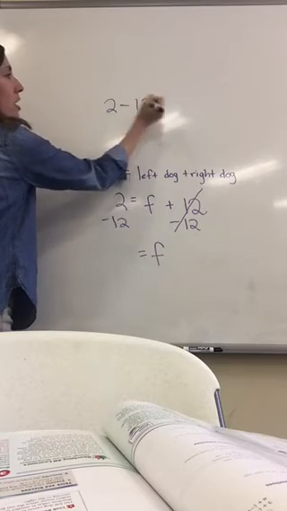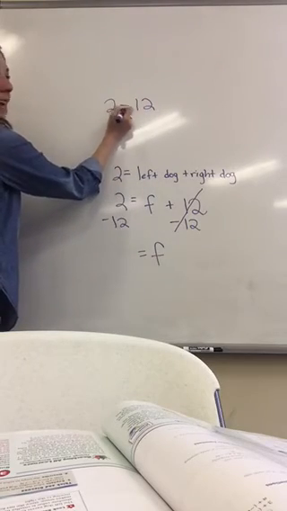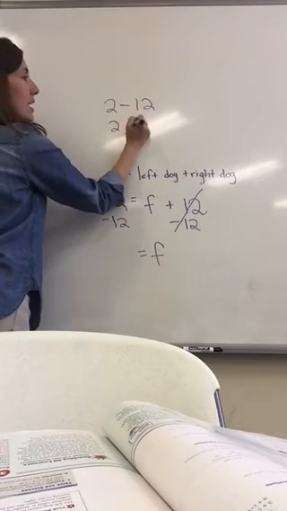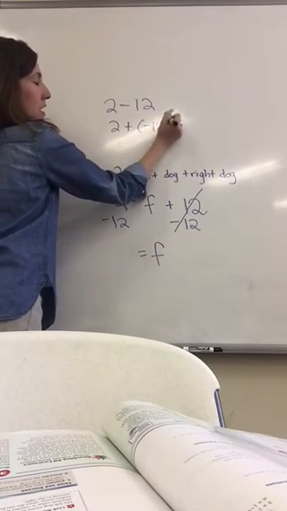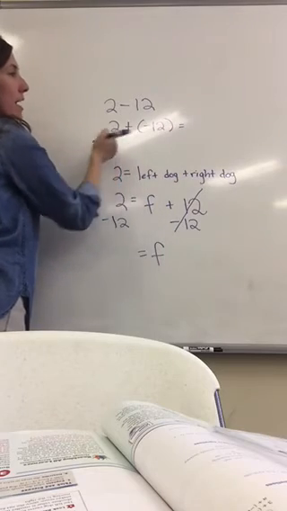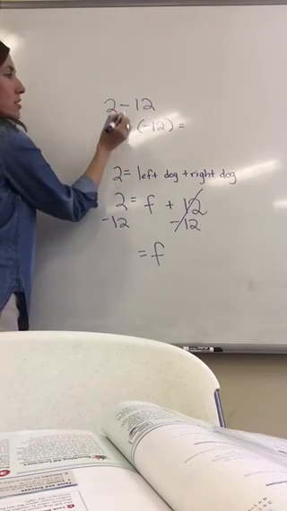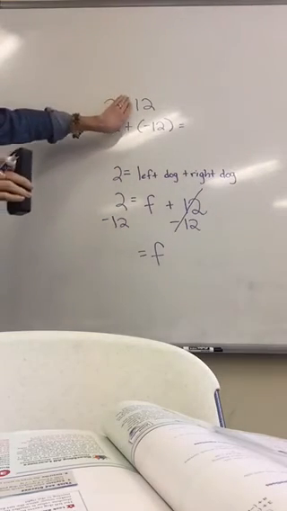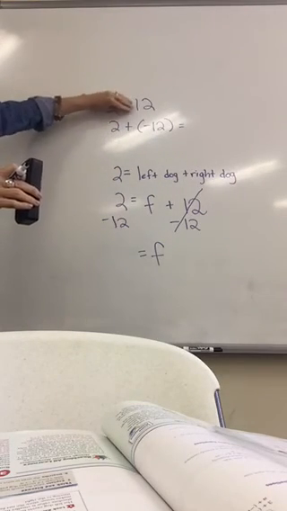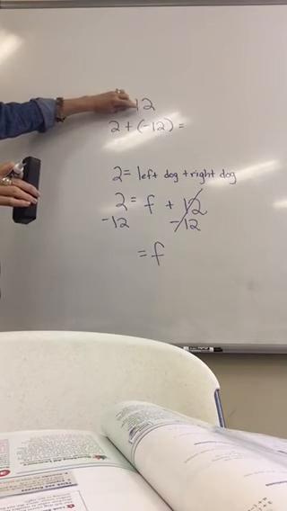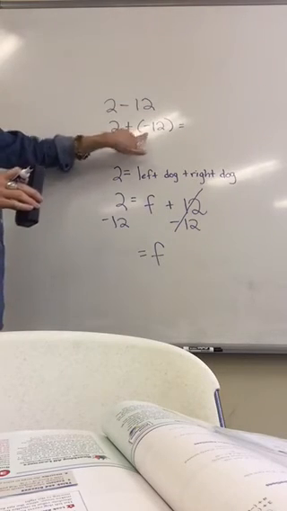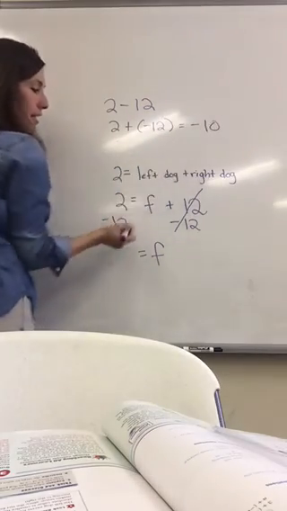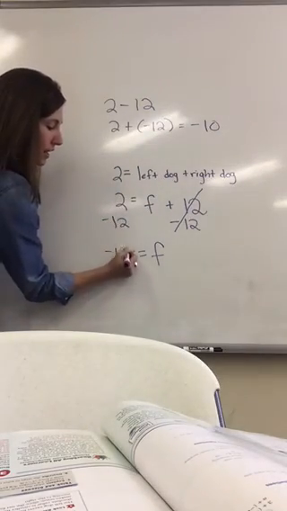2 minus 12. Remember, when you're subtracting integers, I want you to rewrite the problem as addition. 2 plus negative 12. Make sure you pause the video if you're not sure why I did that. We need to change the subtraction to addition, and we need to change the sign on the 12, which is positive because we used the negative as a subtraction sign. So the 12 is still sitting there as positive, and we've got to make it negative. So 2 plus negative 12 is negative 10. So F is equal to negative 10.